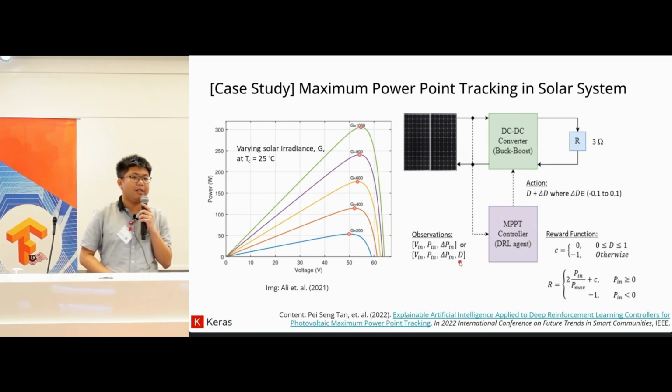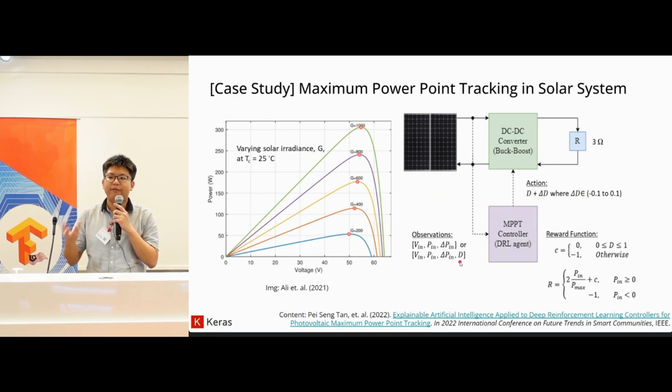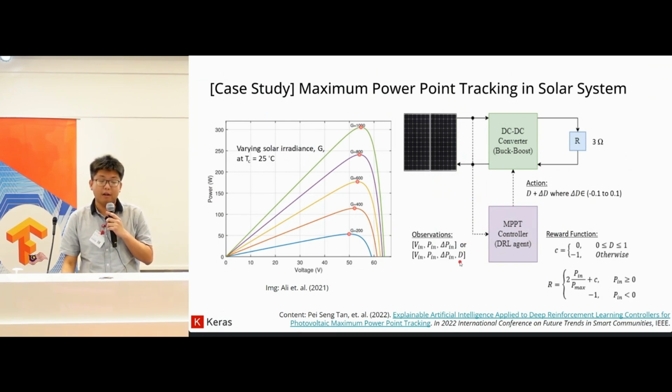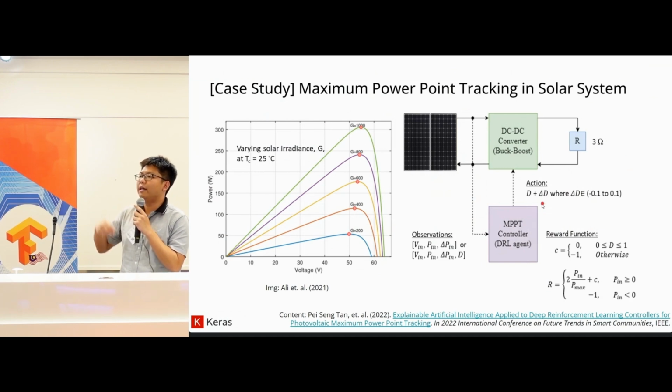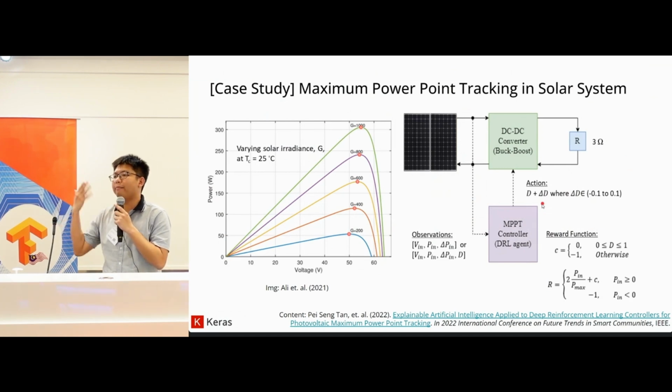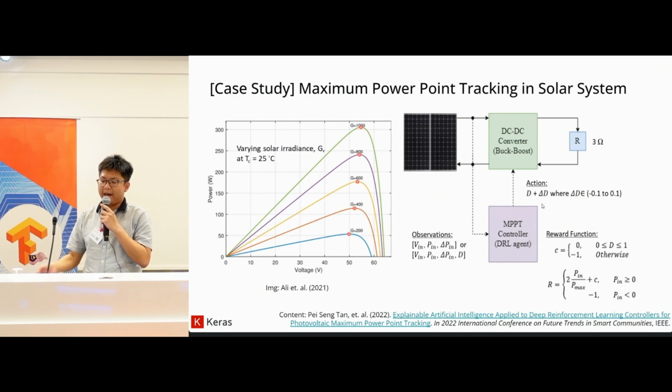This D is the duty cycle, but I also provide the previous duty cycle information for my controller to predict. My action is actually a delta D, a change of the duty cycle. So I'm going to either add or subtract from my original duty cycle for my next action.